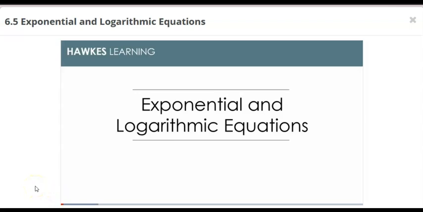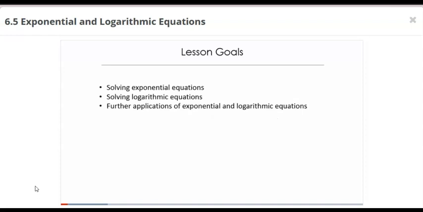Hello and welcome to this video on exponential and logarithmic equations. We have 3 lesson goals to consider. In the first one, we'll look at solving exponential equations. We'll then learn how to solve logarithmic equations, and finally, we'll take a look at further applications of exponential and logarithmic equations. So let's get started.